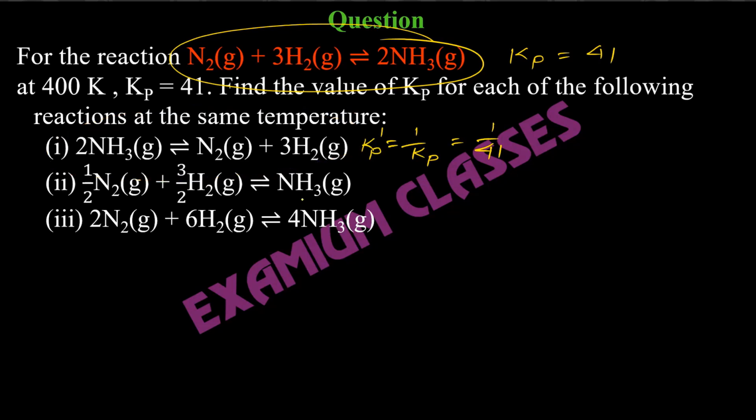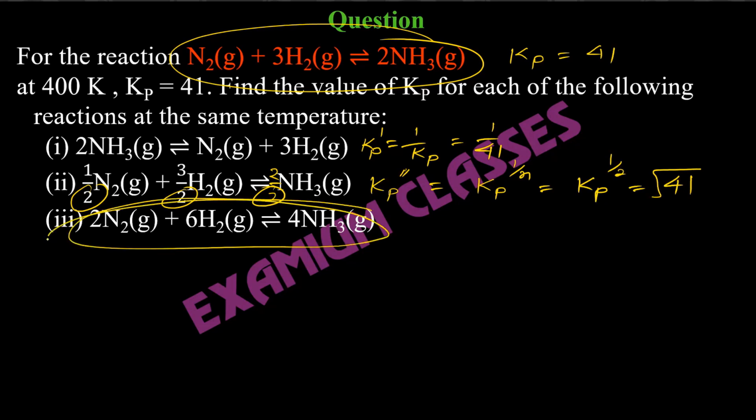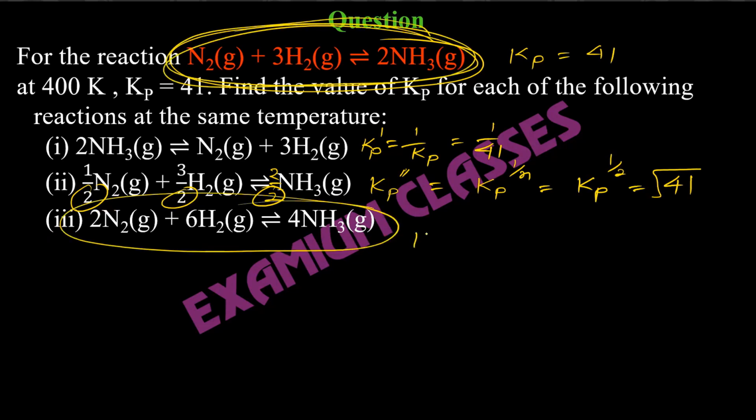Then the next one. Here, basically, you have multiplied the whole reaction by 1 by 2, or you can say you have divided it by 2. Divided by 2 means 1 by n. So here Kp double dash will be Kp to the power 1 by n, that is Kp to the power 1 by 2, that is the square root of Kp. Kp is 41. This one is just multiplied by 2. If you multiply the original equation by 2, you get the third one. So in this case, it will be Kp to the power n, that is 41 to the power 2, 41 square.